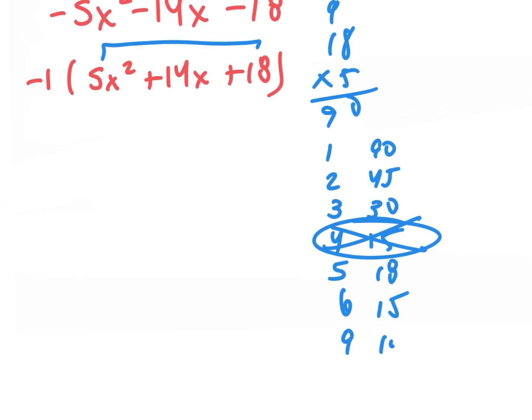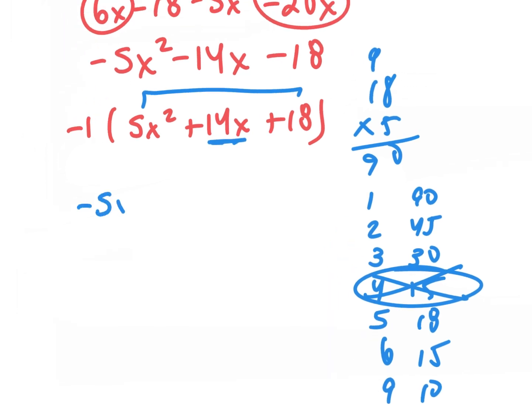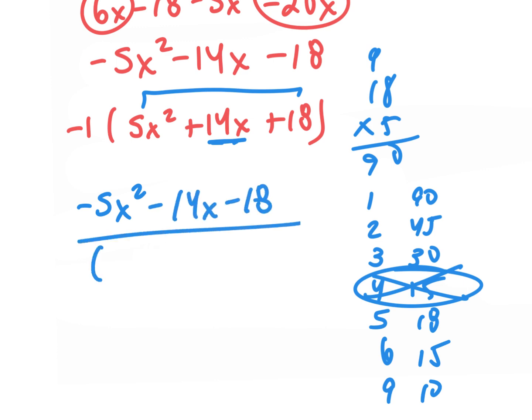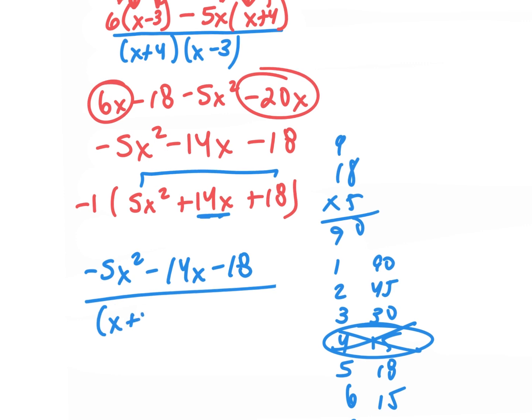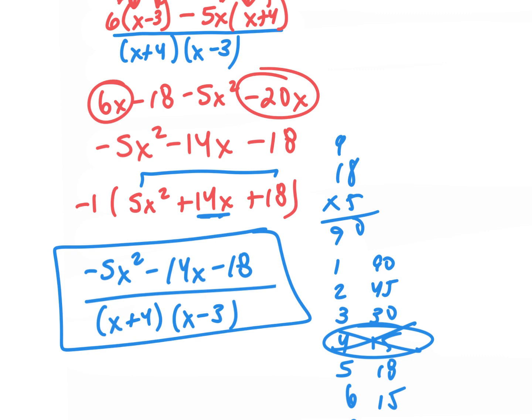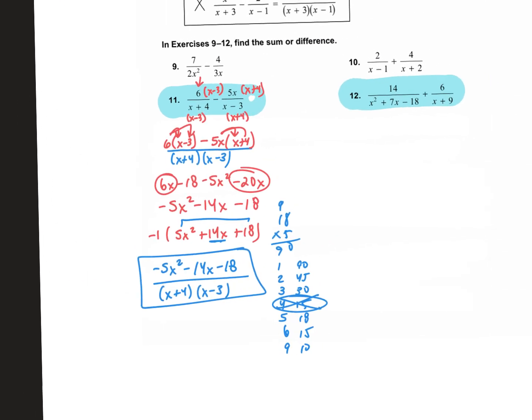9 and 10. 3 and 30. Any of these combinations going to give me a 14? No. So you're fine. You can leave it as negative 5x squared minus 14x minus 18 if you want. Or you can factor out the negative 1. And then you have the x plus 4 and x minus 3 in the bottom. But what I want you guys to see, when it does not have an equal sign, you're just combining the numerators. You're going to get a common denominator and get the numerators together. But you got to watch your signs. If it has an equal sign, then we get a common denominator, we drop the bottom, and we're good to go.